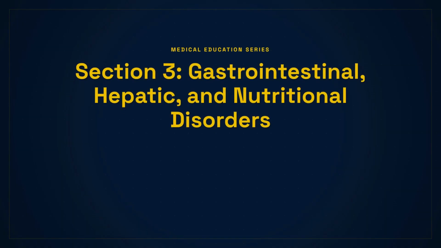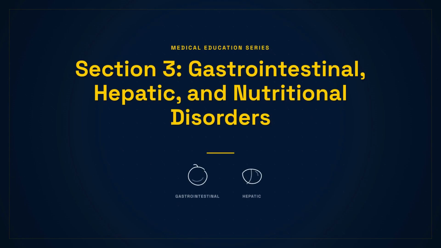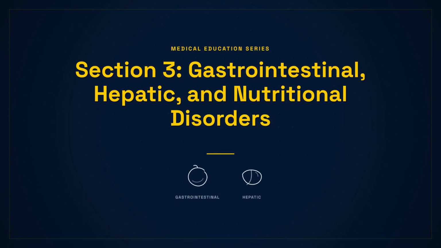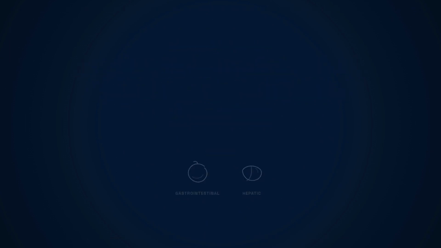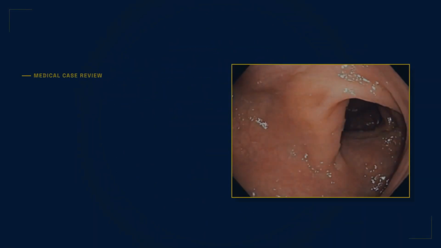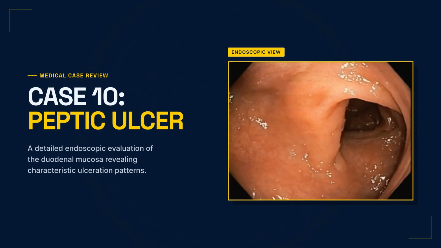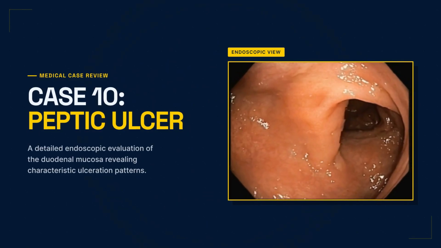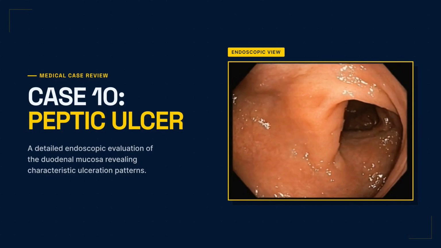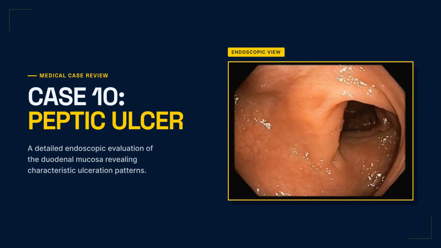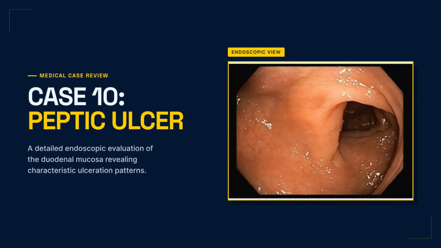Section 3. Gastrointestinal, hepatic, and nutritional disorders. 4 cases to master the GI system. Case 10. A 45-year-old man presents with bright red hematemesis and epigastric pain. He's been taking high-dose ibuprofen for chronic back pain. Endoscopy reveals a bleeding ulcer in the gastric antrum. What is the most appropriate next step in management?